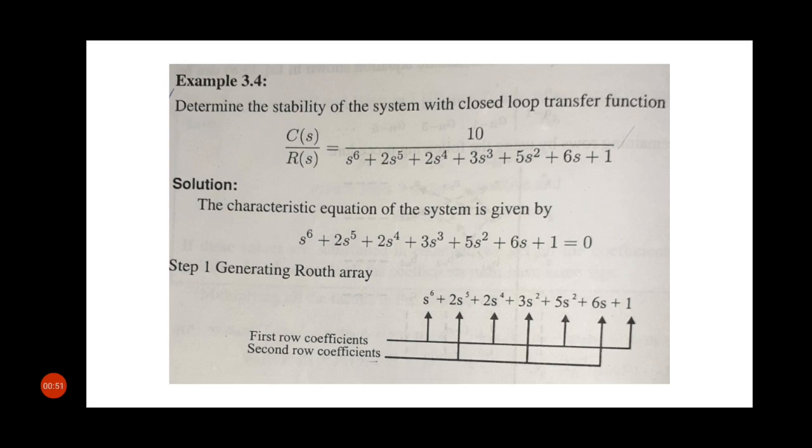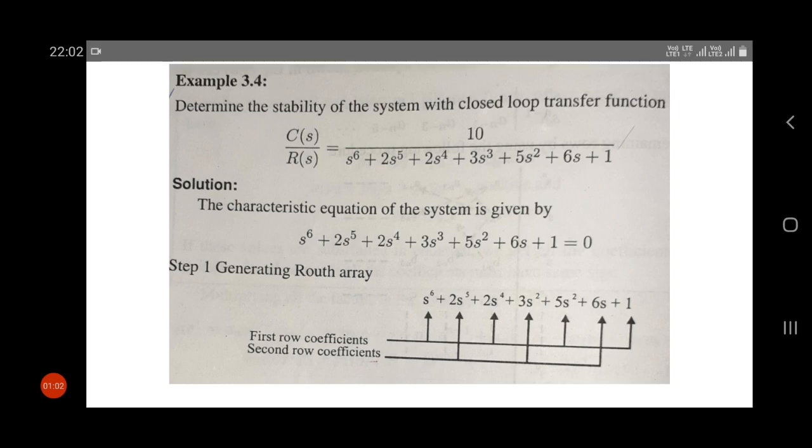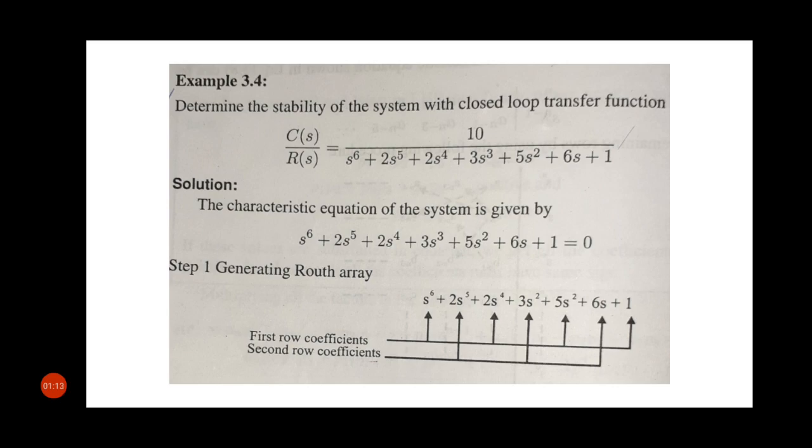So here I have identified what the first row coefficients and the second row coefficients are. Now form the first row and second row by selecting alternate coefficients. In the previous lecture I have mentioned what the first row coefficients and the second row coefficients are.